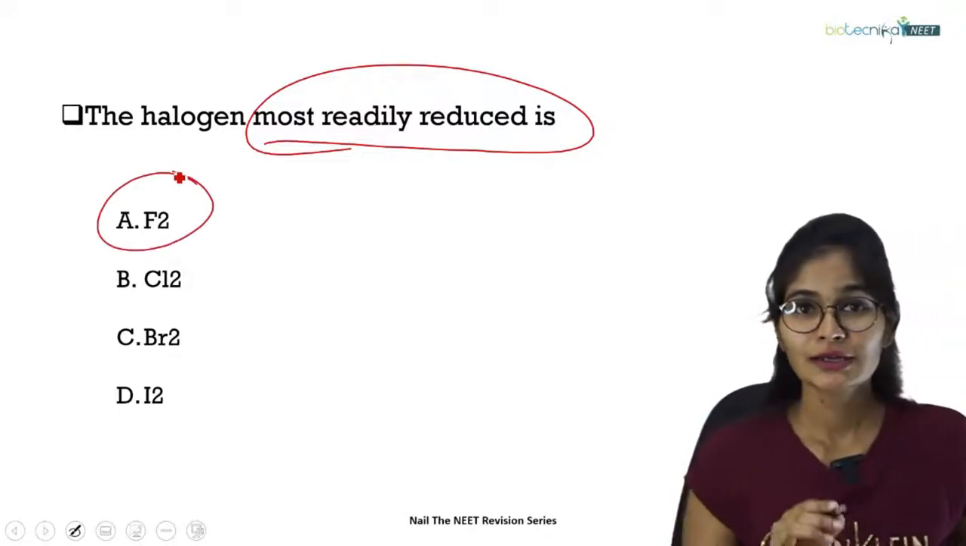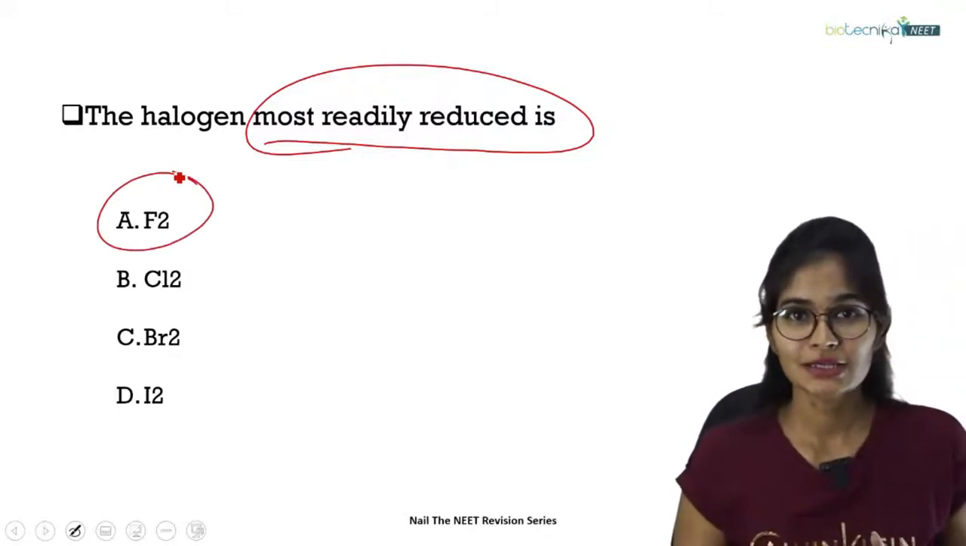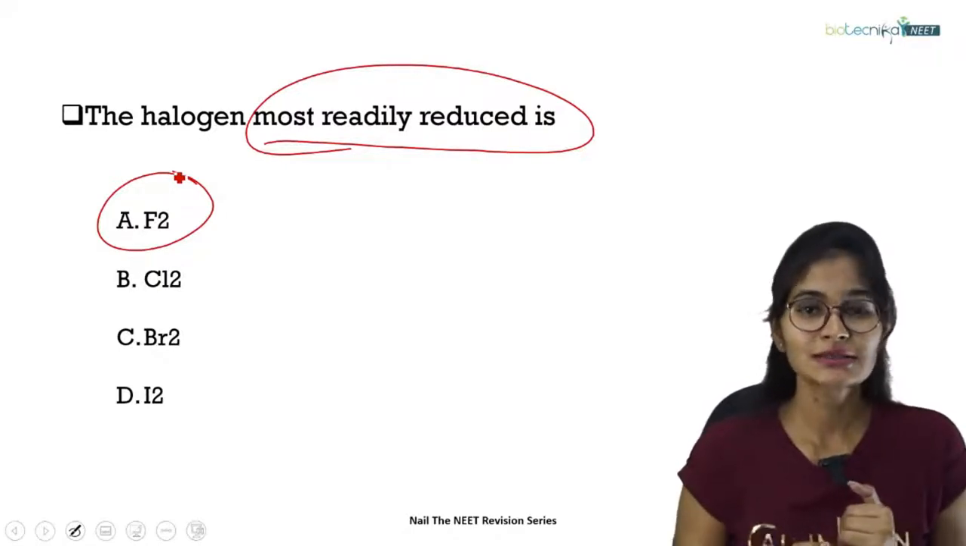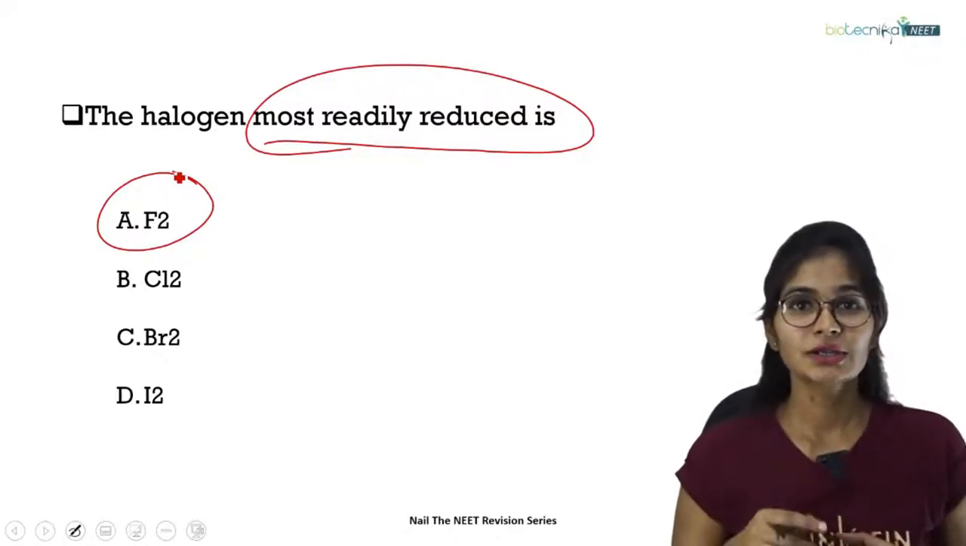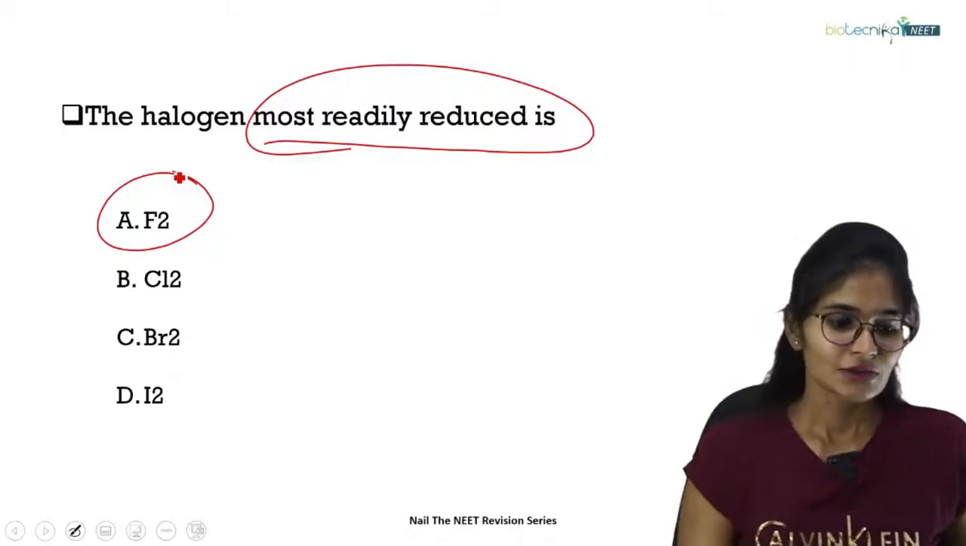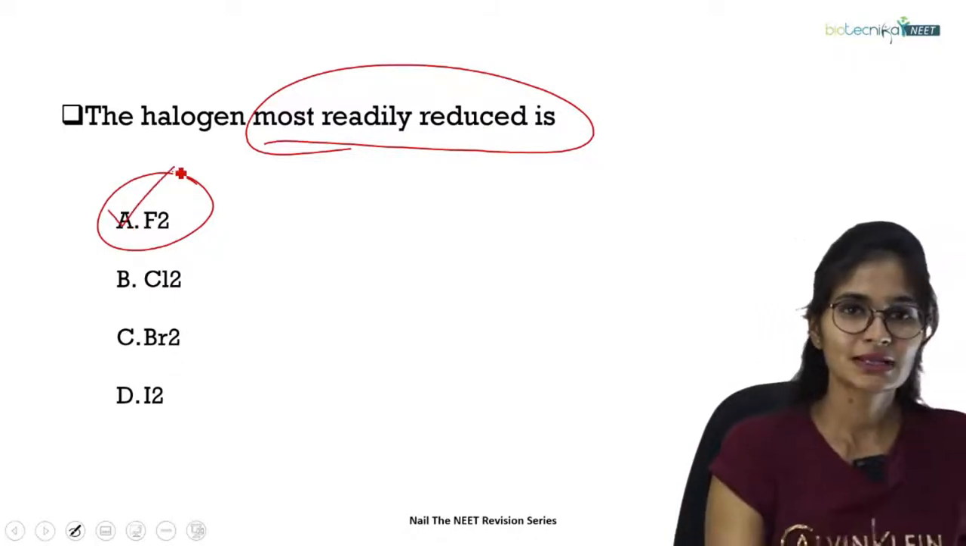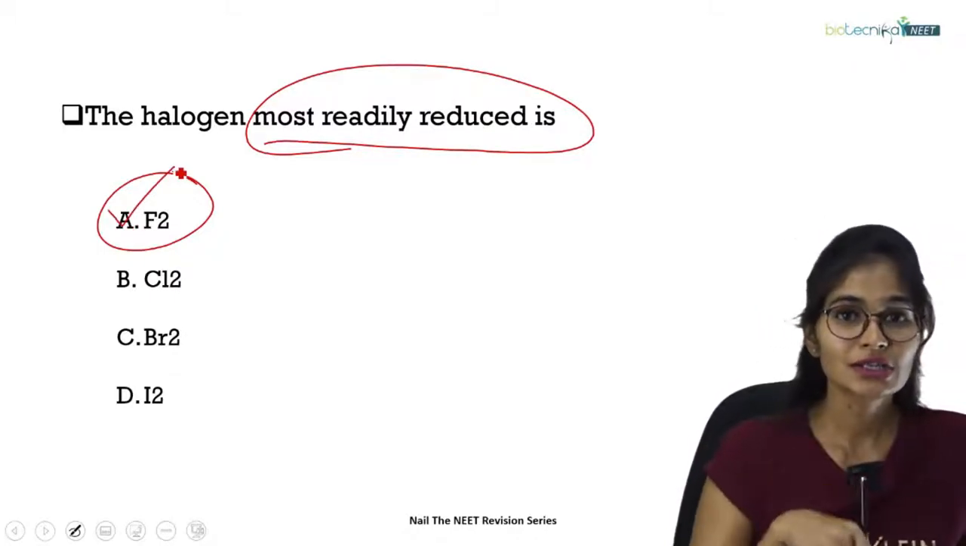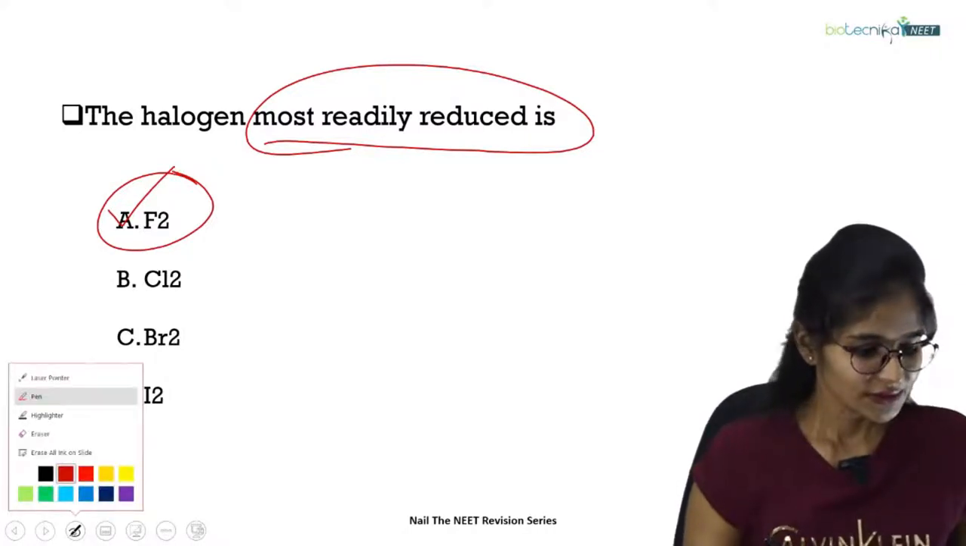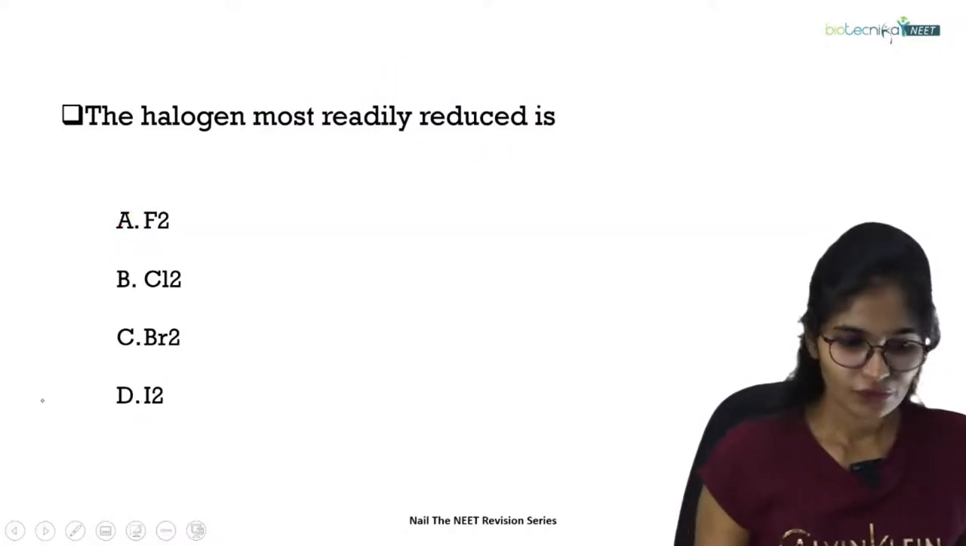We already concluded it is a good oxidizing agent. An oxidizing agent is one that itself undergoes reduction and oxidizes others. So F2 is a very good oxidizing agent, and it will undergo reduction faster. This is the option you have chosen for this question.